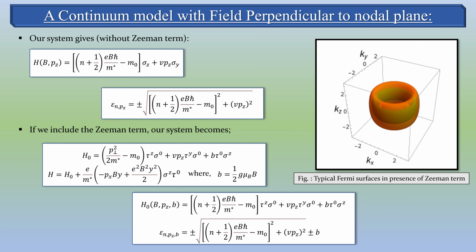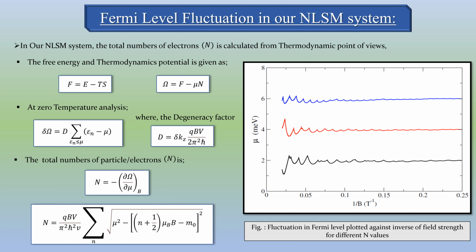Here tau and sigma are Pauli matrices for orbital and spin degrees of freedom. A typical Fermi surface in the presence of the Zeeman term is shown in the figure. Here we show how the Fermi level fluctuates with the magnetic field variation in our nodal line semimetal. The Landau tubes change their cross-sectional area as the magnetic field is varied. Thus they successively cross the Fermi surface.